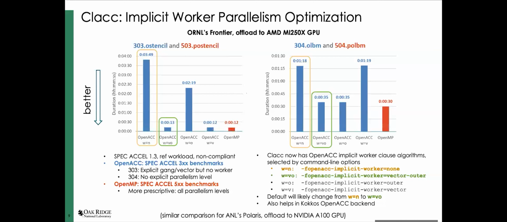By the way, all of these results are from ORNL's Frontier system, targeting an AMD MI250X GPU. And we have seen the same relationships on ANL's Polaris system, targeting an NVIDIA A100 GPU. So this seems like a generally useful optimization.